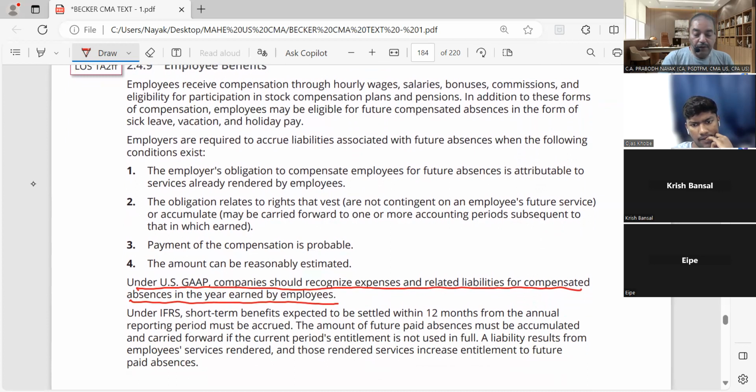If it is IFRS, under IFRS, short-term benefits expected to be settled within 12 months from the annual reporting period must be accrued. The amount of future paid absences must be accumulated and carried forward if the current period's entitlement is not used in full. So as per US GAAP, you have to finish it off in the same year in which it is earned. But as per IFRS, if it is not encashed in the same year, that can be carried forward.